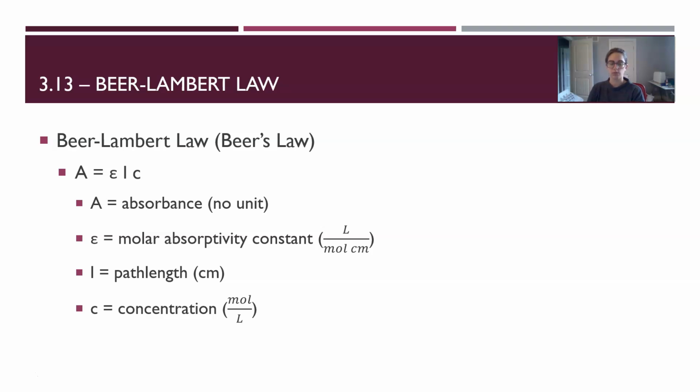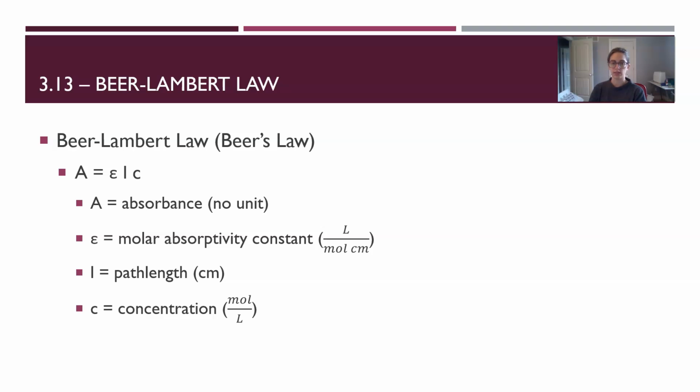So Beer's law, which is how we shorten the Beer-Lambert law, is absorbance is equal to the molar absorptivity constant, so a constant, times L, which is the path length. That's typically the length of your cuvette. Most cuvettes are 1 centimeter, times the concentration. So the absorbance is going to be directly related to the concentration of your solution.